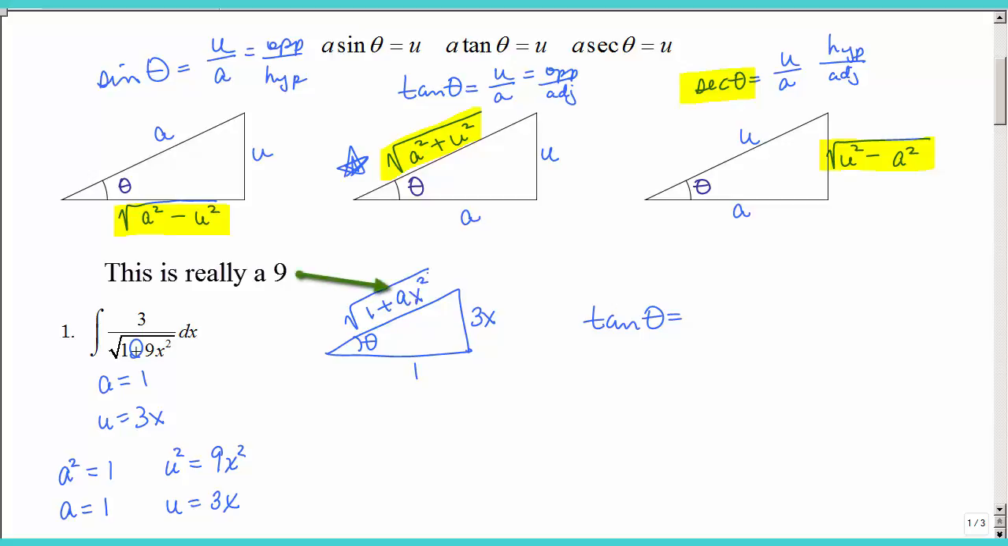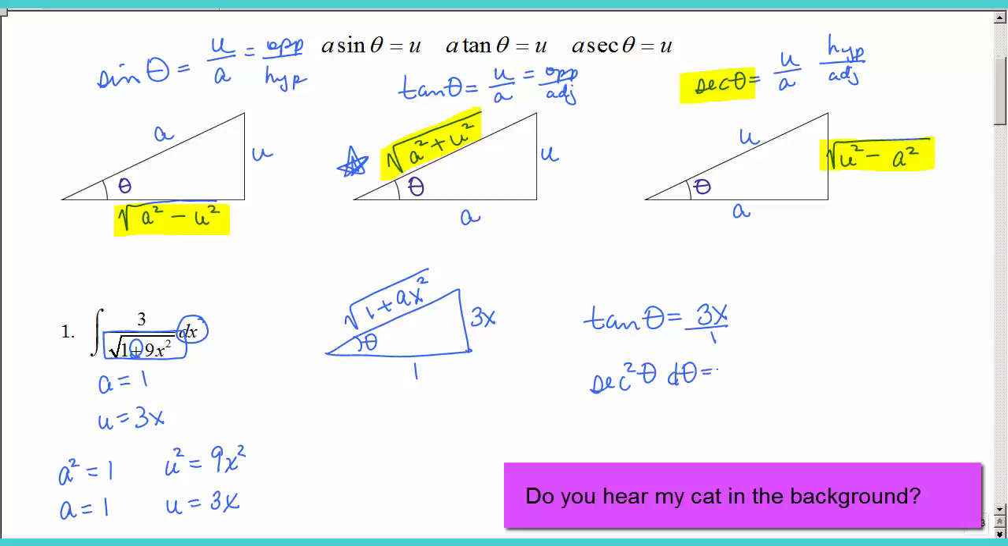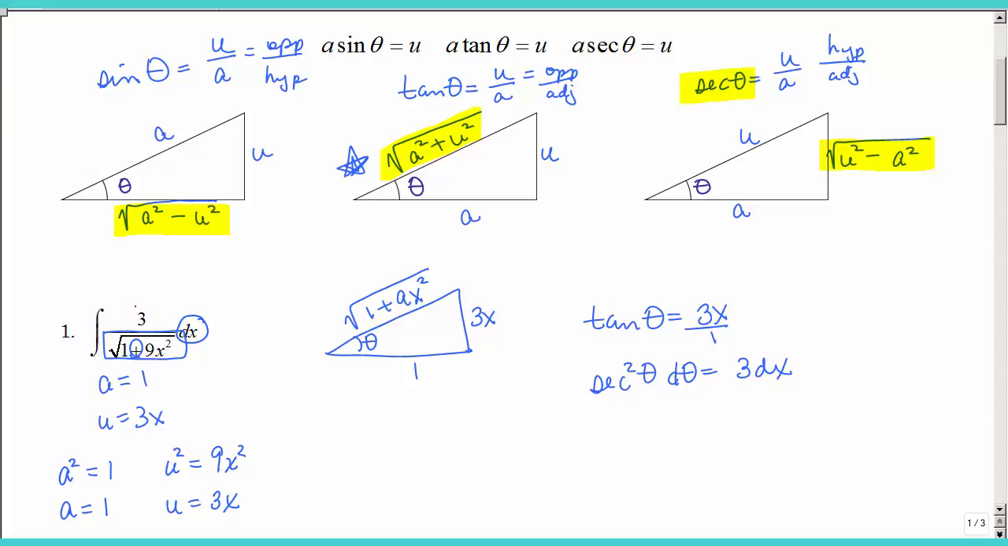So the game that we're going to play is we're going to say, what can I make substitutions for? So I need to know what dx equals to, and I need to know what that square root equals to in terms of theta. So looking at tangent of theta, I know that's 3x over 1, if you will. Since I need the derivative, I'm going to take the derivative. And now I'm going to look and say, well, what do I have? I now know what 3 dx is. It's equal to secant squared theta d theta.